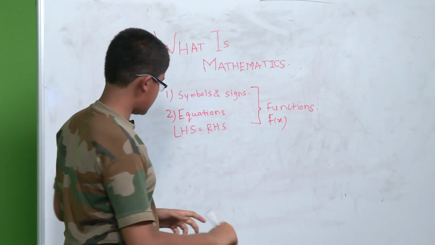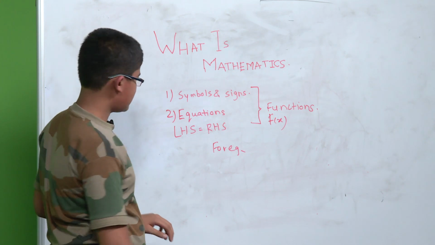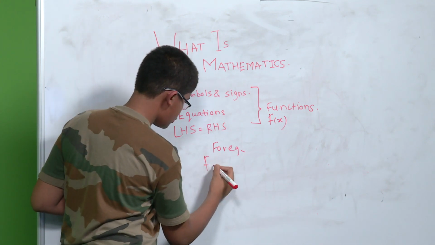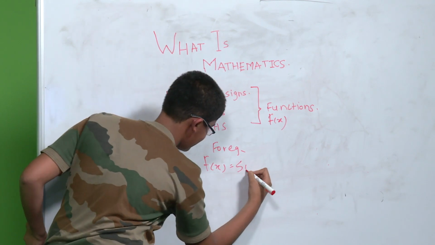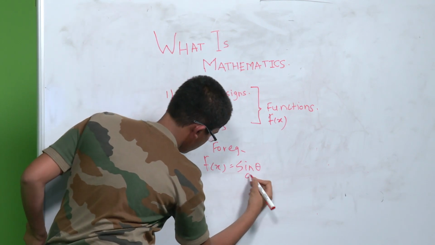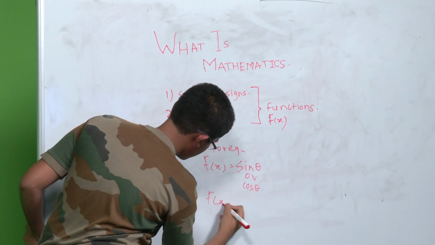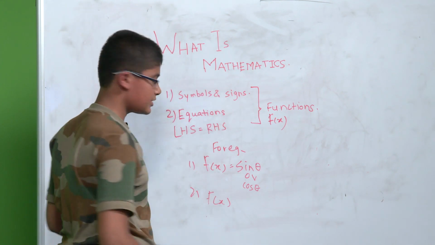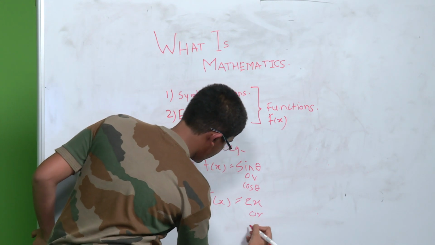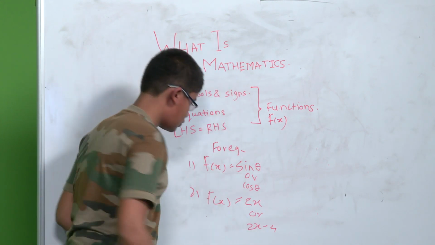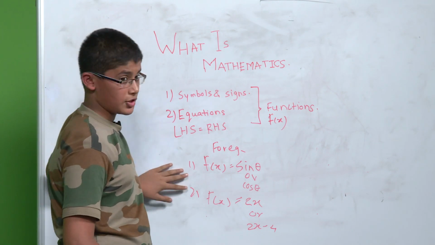So for example, let us take f of x to be the function. So f of x is equal to sine theta or cos theta, or as a second example, f of x is equal to 2x or 2x minus 4. So simply, when we combine symbols, signs and equations, we get functions.